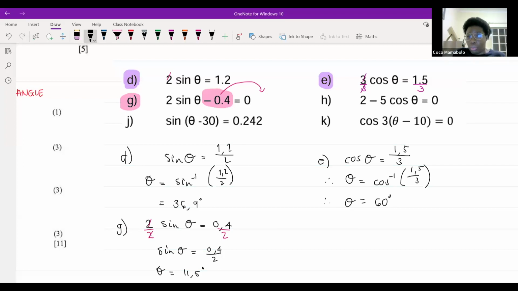Okay. So we've now seen how G works. I want you guys to take H. Everyone do H on your own, please.